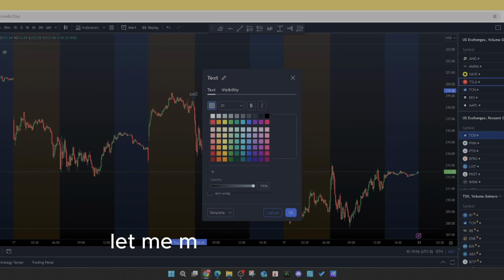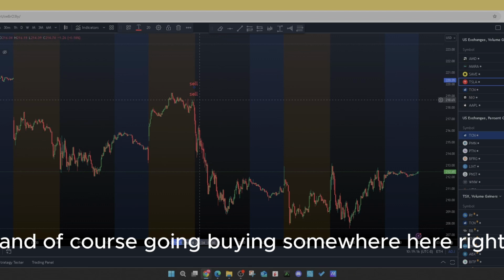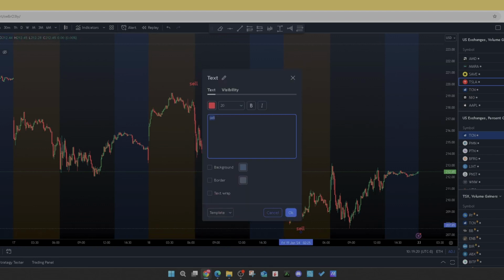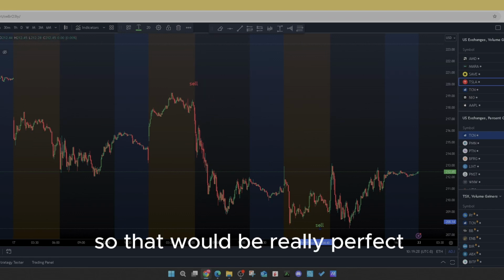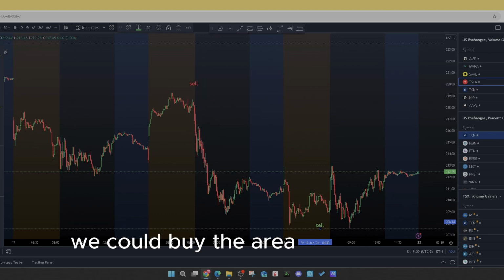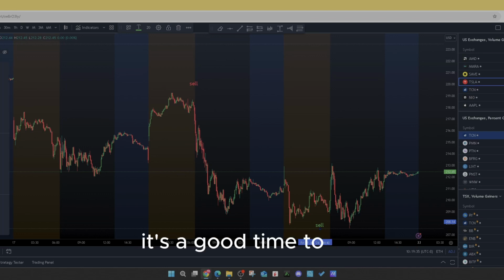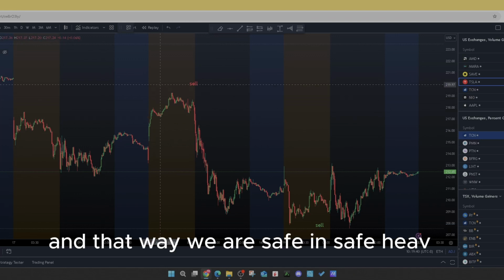Let me make it so it stands out. I want to sell here, and of course going buying somewhere here, right? Like this area. We make this green, that means we want to buy, right? So that would be really perfect. We could buy the area that we want and sell the area that we think it's a good time to sell, and that way we are in a safe haven.